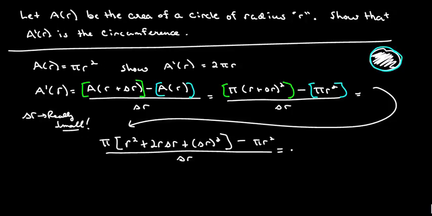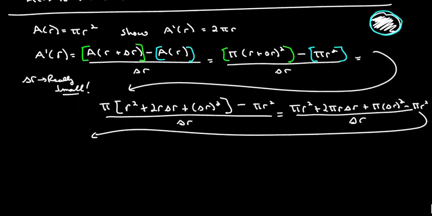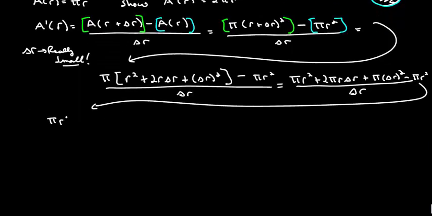So if we finish up the algebra here, we've got pi r squared plus 2 pi r delta r plus pi delta r squared, minus pi r squared, over delta r. Before I go further, I'm going to cancel some stuff out. Here the pi r squared and the negative pi r squared cancel. And so I'm left with 2 pi r delta r plus pi delta r squared over delta r.